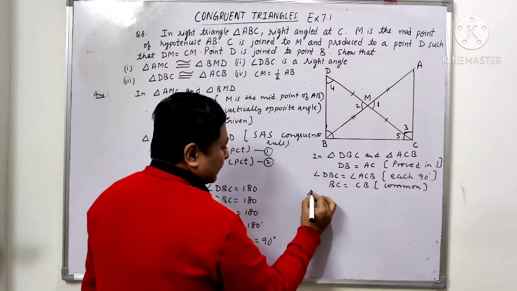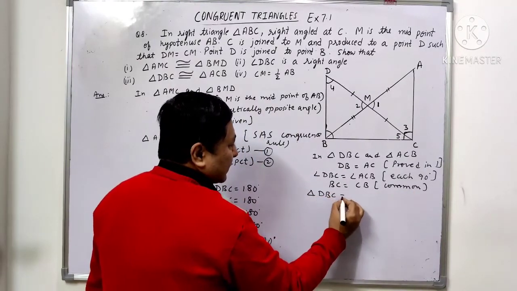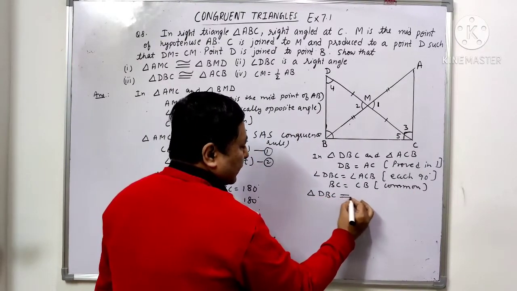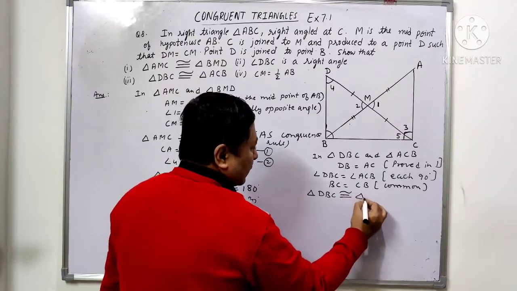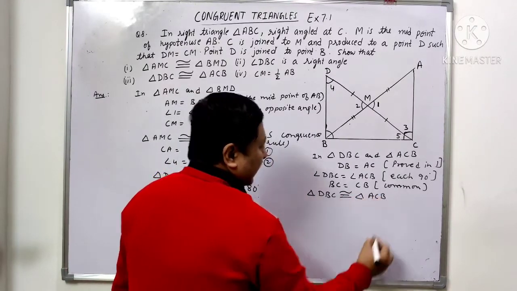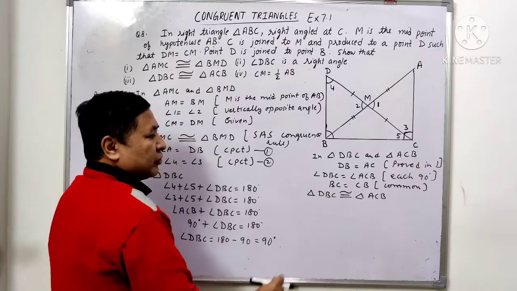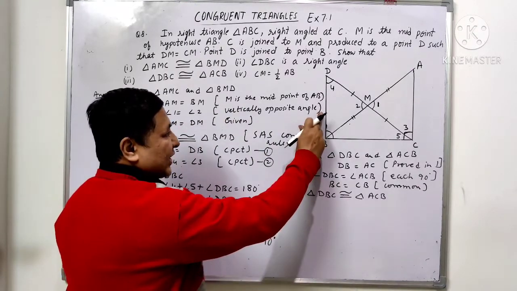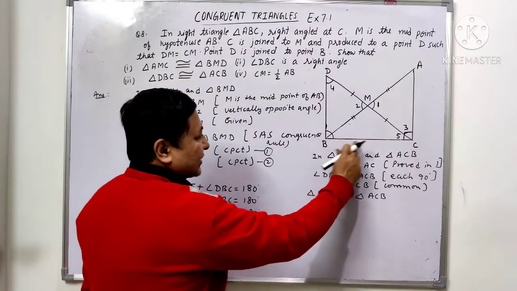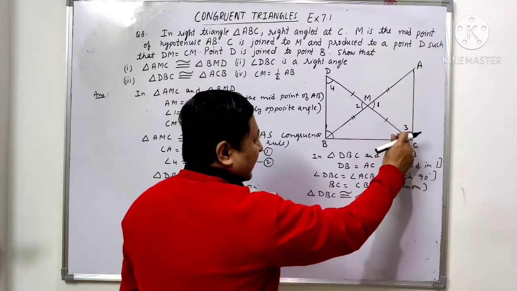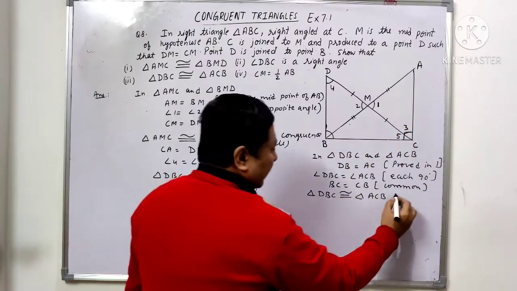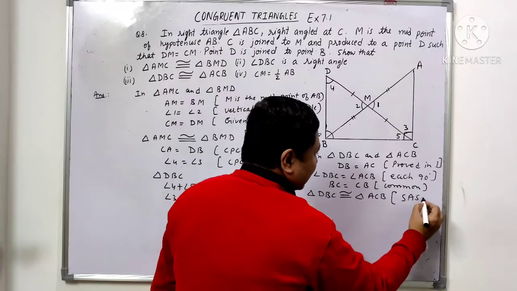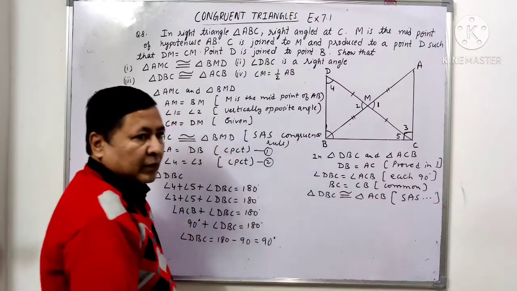So triangle DBC is congruent to triangle ACB, and I think all of you know the reason. This is again side, then the included angle, then side. Here also side, angle and side. So they are congruent by the SAS congruence rule.